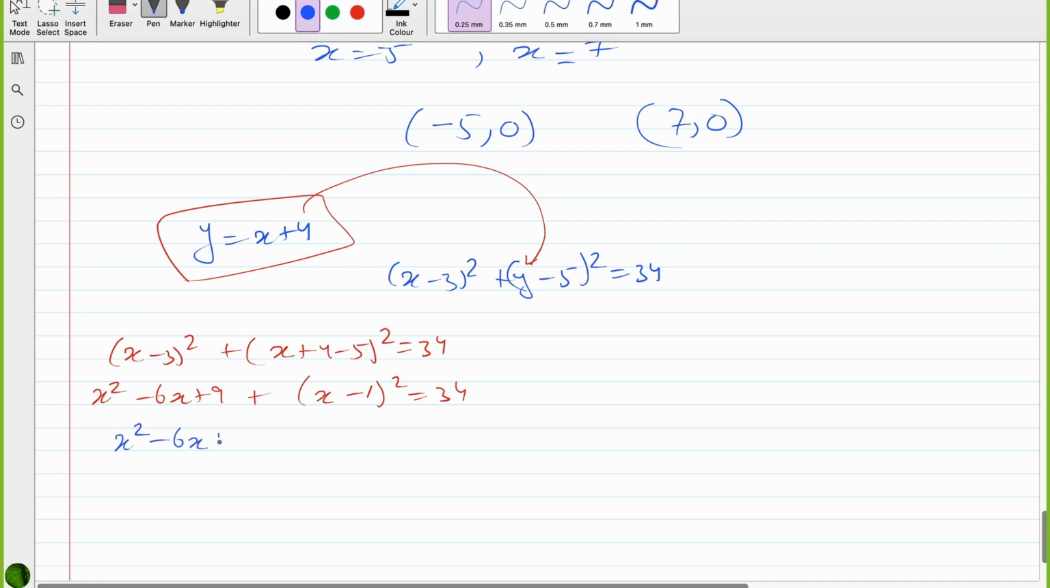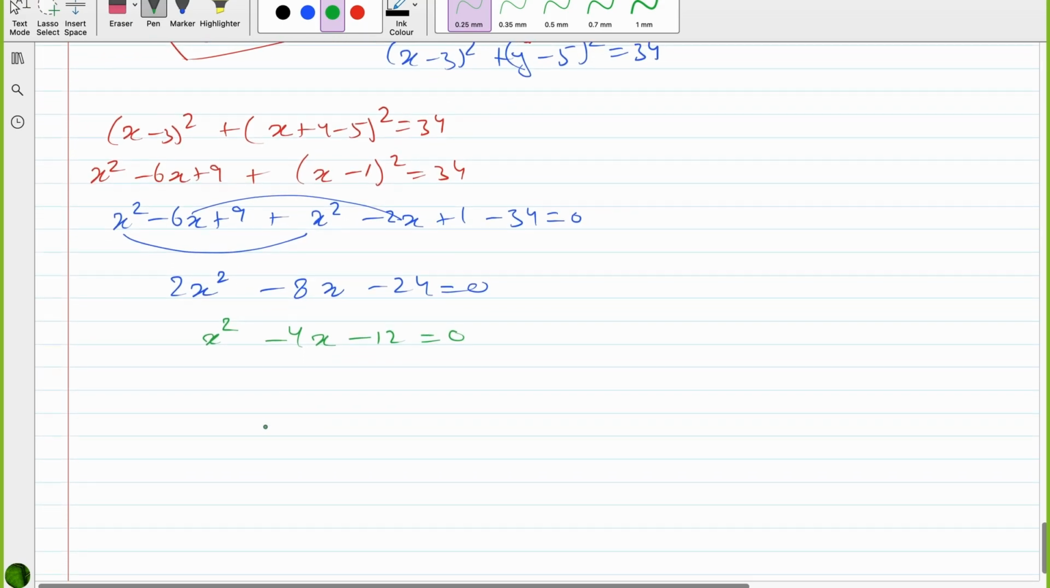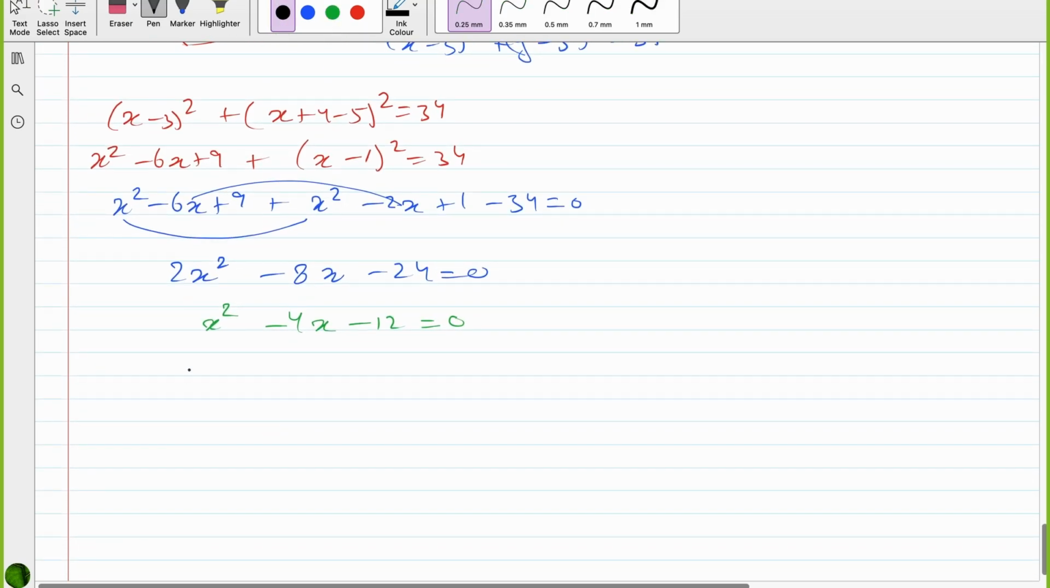x square minus 6x plus 9 plus a square minus 2ab plus b square minus 34 is equal to 0. Summarizing, this is 2x square, x with x is minus 8x, 9 plus 1 is 10, so minus 24 is equal to 0. The whole equation can be divided by 2. x square minus 4x minus 12 is equal to 0. So factors of 12 are 6 and 2. x square minus 6x plus 2x minus 12 is equal to 0. x minus 6 plus 2 times x minus 6 equals 0.